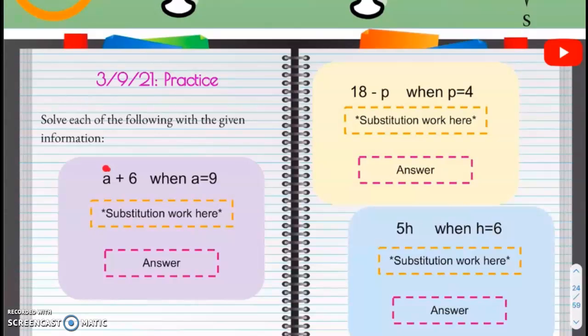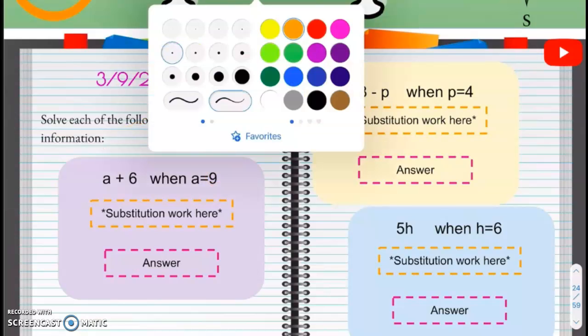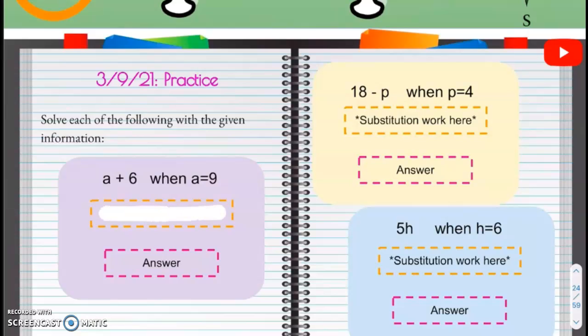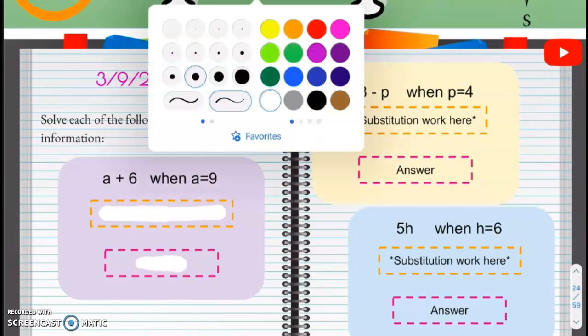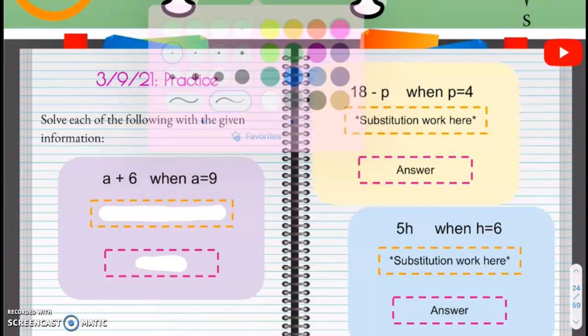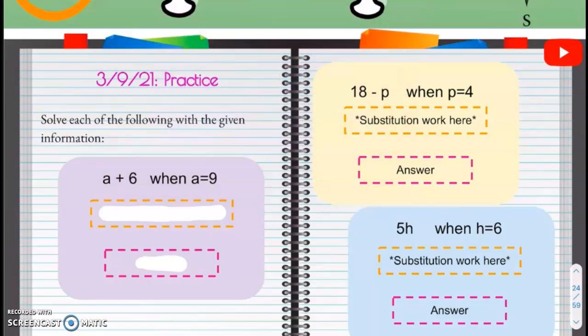We're going to substitute this a for when it equals 9. So we're going to put 9 where there's an a. So we're going to do some substitution work there. Then we'll put our answer down here. So when we have a plus 6, a equals 9. So we're going to replace that a with a 9.